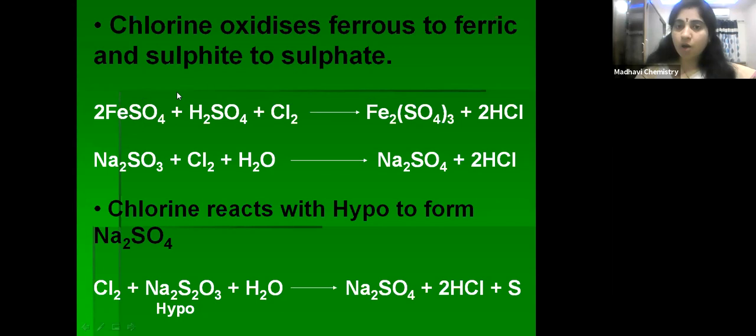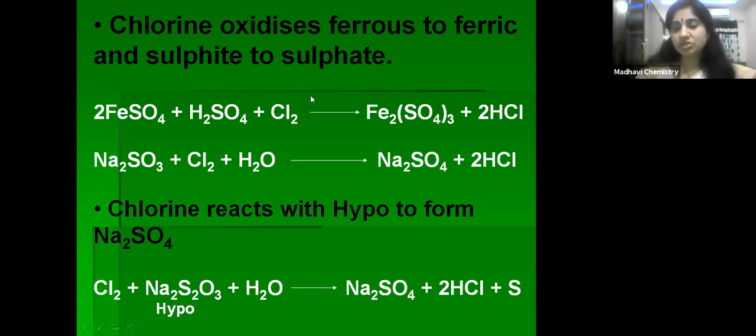It means that oxidation has taken place, because chlorine is an oxidizing agent. Is that clear, children? Chlorine can oxidize ferrous sulfate to ferric sulfate in presence of sulfuric acid. In ferrous sulfate, iron has plus 2 oxidation state. In ferric sulfate, iron has plus 3.